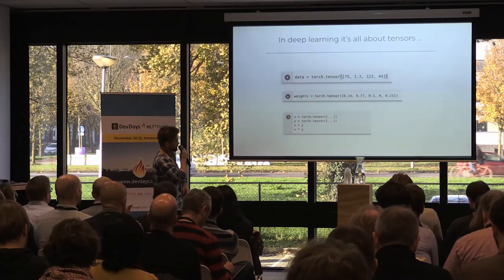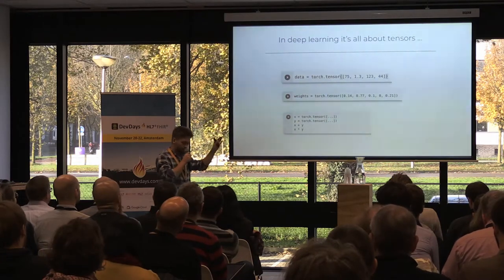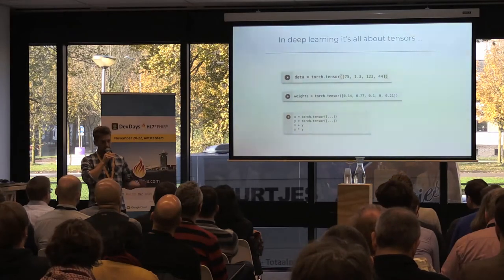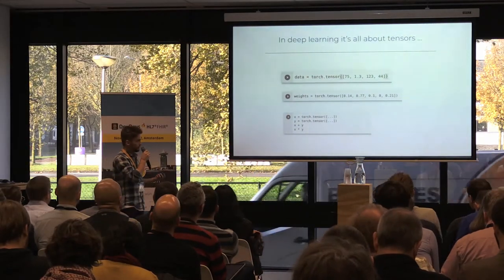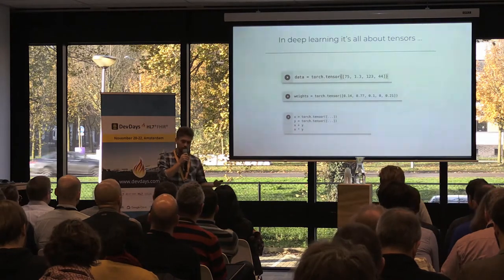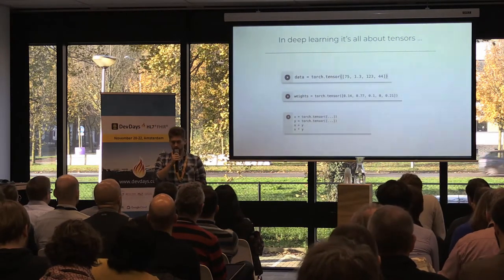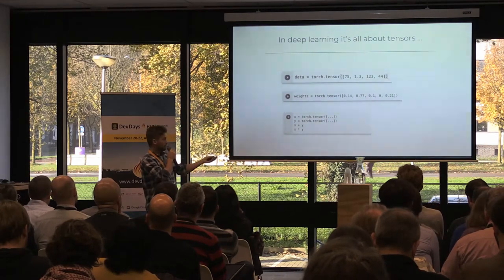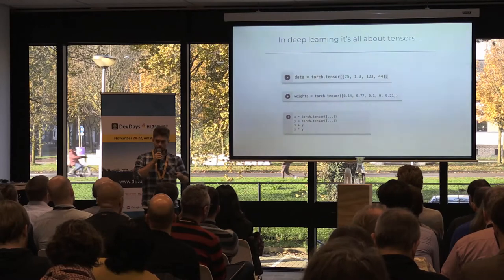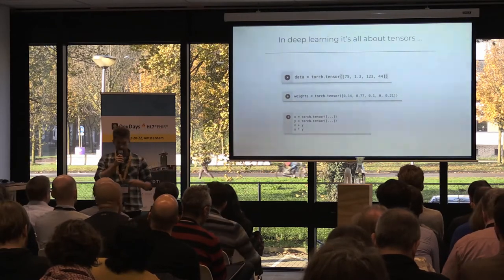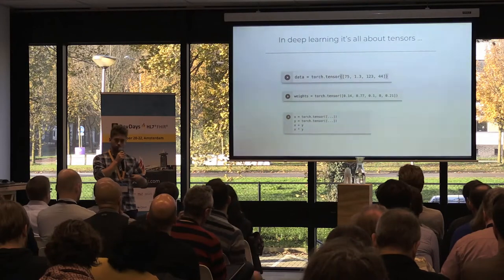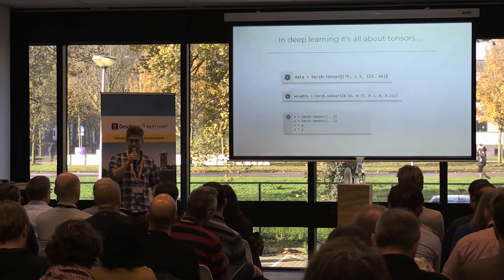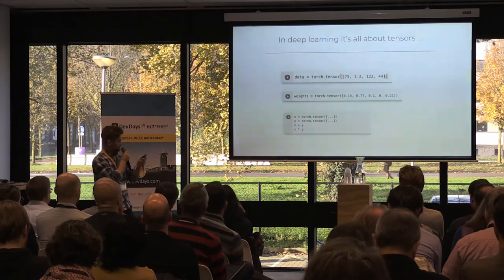Just before going a bit into the code, just a reminder of what tensors are. These are basically the most basic elements for deep learning. A tensor is a multi-dimensional array, and they represent everything you need. They represent your data. They represent your model, the weights of your model. And on these tensors, you do basic operations, multiplication, addition. And with that, you have everything you need to do deep learning. So tensors, the basics.